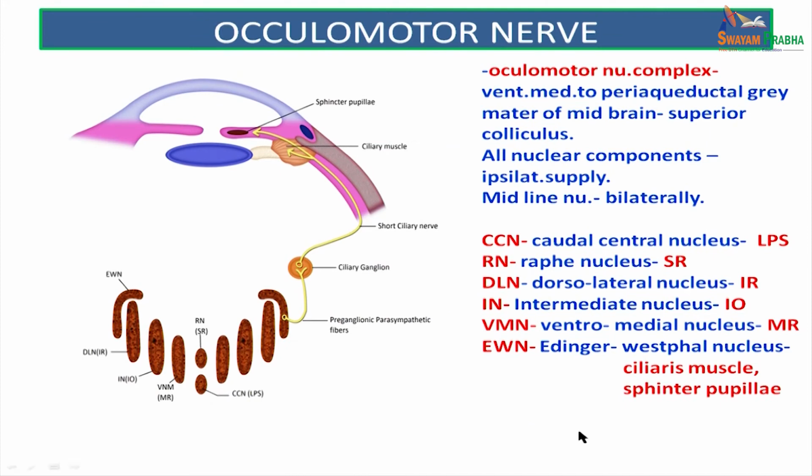So, this oculomotor nerve has its origin from the oculomotor nucleus. This oculomotor nucleus is a complex nucleus which is ventromedial to the periaqueductal grey matter of the midbrain, at the level of the superior colliculus. All the nuclear components have ipsilateral supply except the midline nucleus, which supplies bilaterally.